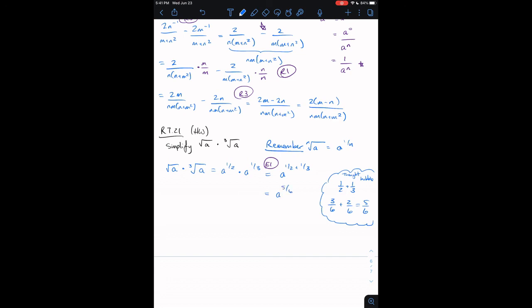And something I didn't write down, but that is in your book, is that it wants this in radical form. So we know also the book says this, that a to the m/n is equal to the nth root of a to the m. So using that property here, this little star, we have that this is equal to the 6th root of a to the 5th.